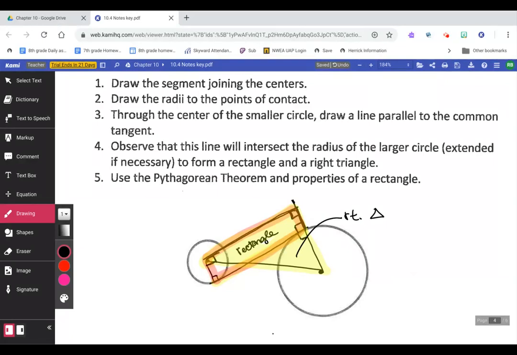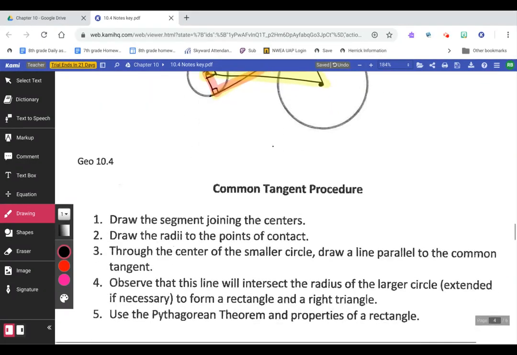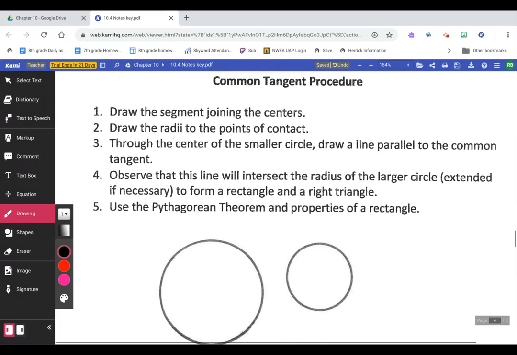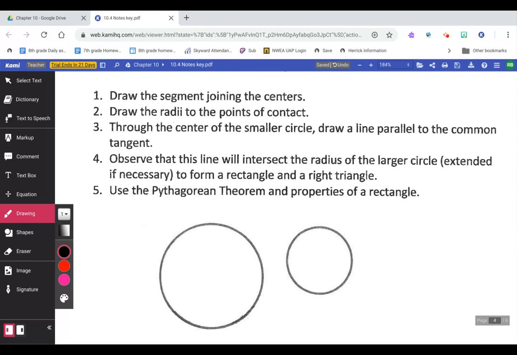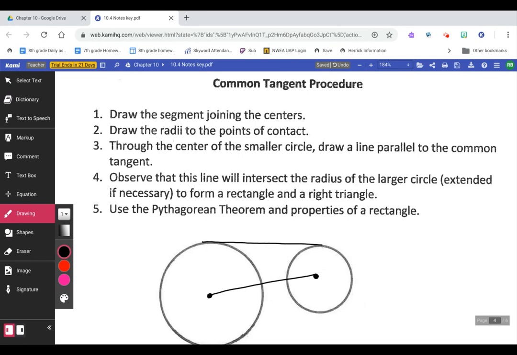Let's deal, and we're not going to do the numbers right now. We're just going to look at how to draw them. Let's look at how to draw an external tangent problem. So the procedures are the same, actually. It's just going to look different, though. We have the two centers of the circle that we're going to connect. Then we're going to draw the radii to the points of contact. So this time, the points of contact are going to be the external tangents. So let's draw those so that they are perpendicular.